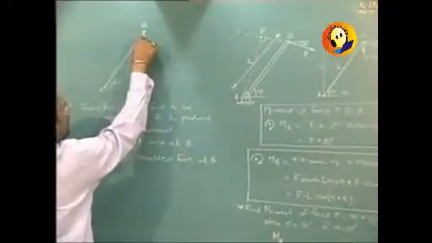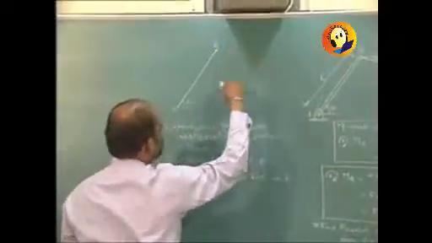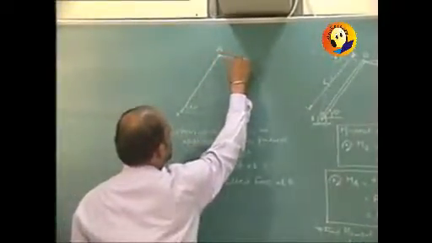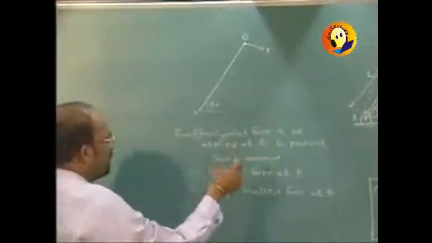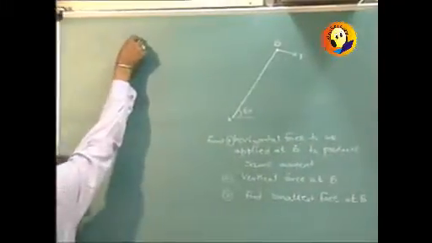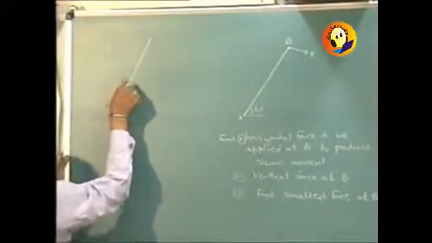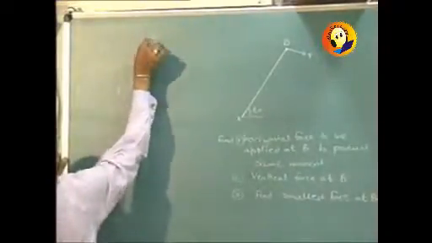Let us consider the horizontal force to be applied at B. We will have to solve it. Here some force F is to be applied, and as I start with the first case, I can draw a figure. This is length L, A, B.